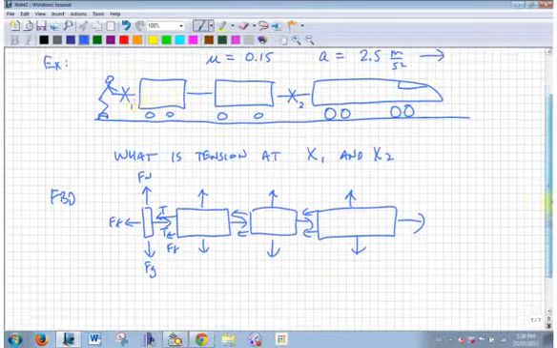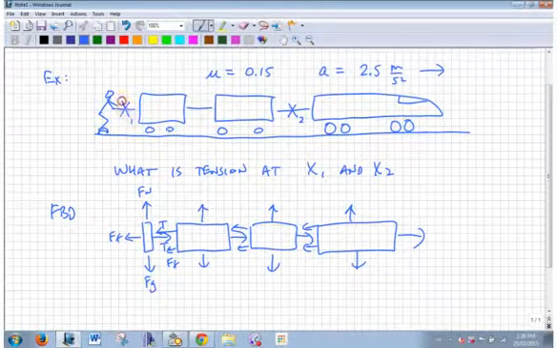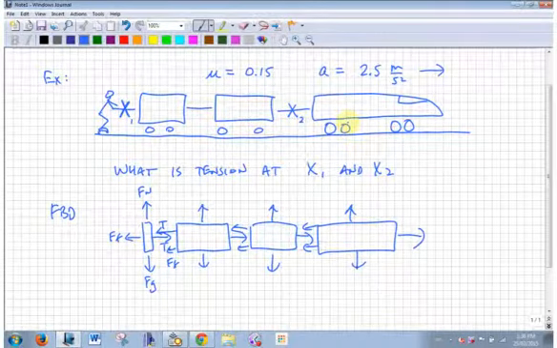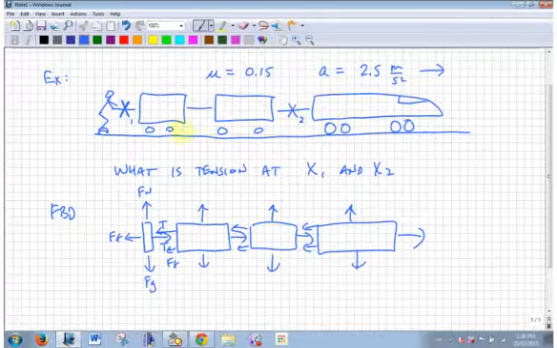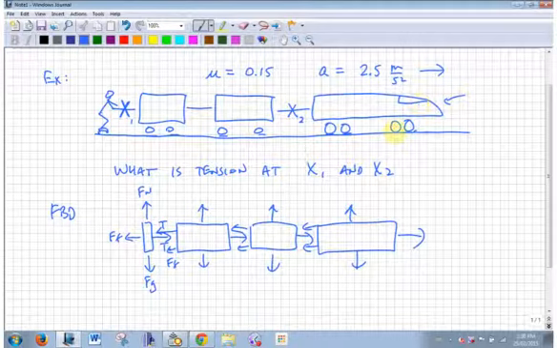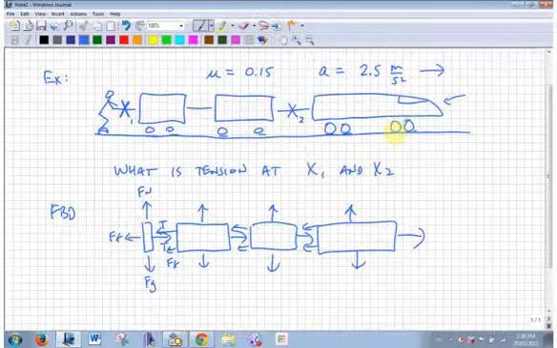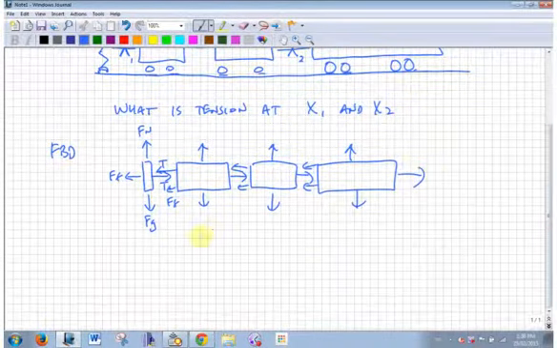Well, let's start with x1. What's the tension here? Does this rope really care about how many cars are pulling it? Does it care about how many wheels are on the ground? Does it really care that it's a nice aerodynamic Japanese train, magnetically levitated with no wheels? Okay, no, we don't care.